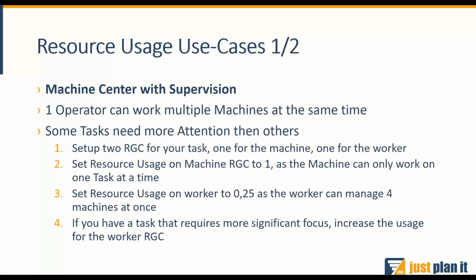Now, how can we take care of this use case? We set up 2 resource group constraints for this task, one for the machine that is completely focused on that task, and one for the worker that has a reduced resource usage. And if you have tasks that require more significant focus, then you can simply increase the focus necessary for that given task for any given RGC. We will see in a bit how this actually looks, and this is all a bit complicated to just hear, so trust me when I say this is really exciting and I can't wait to go into the live environment.